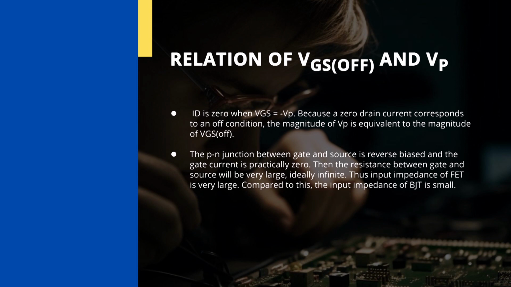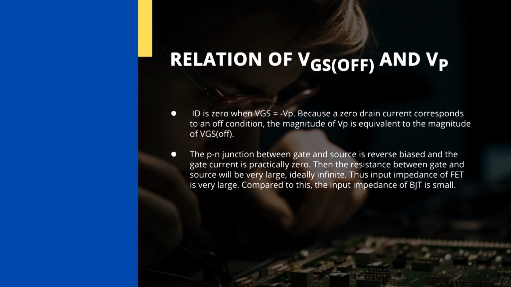For example, if VGS off equals minus 4, then Vp equals 4 volts. The PN junction between the gate and source is reverse biased and the gate current is practically 0.